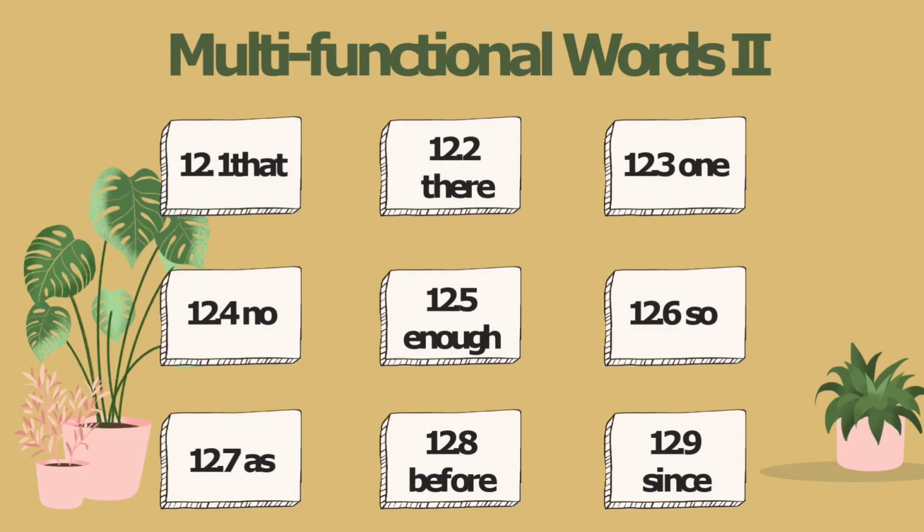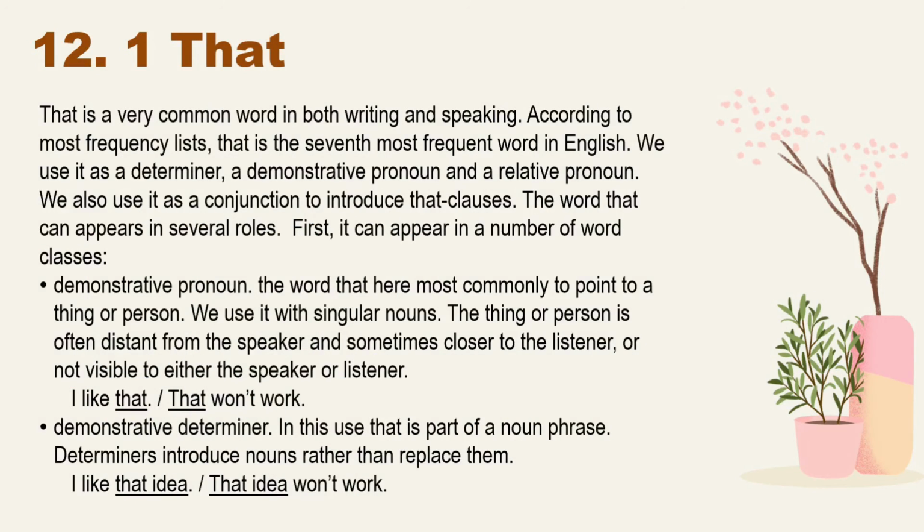There are several words that are multifunctional words too. Now we discuss the first point in this chapter, 12.1, that. This word is a very common word in both writing and speaking. According to the most frequent word list, that is the 7th most frequent word in English. We use it as a determiner, a demonstrative pronoun, and a relative pronoun. We also use it as a conjunction to introduce that clauses. The word that can appear in several roles.